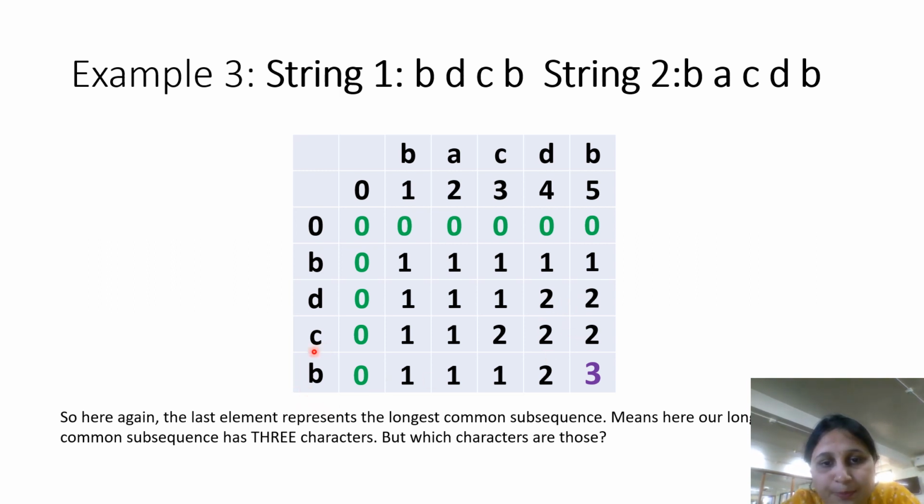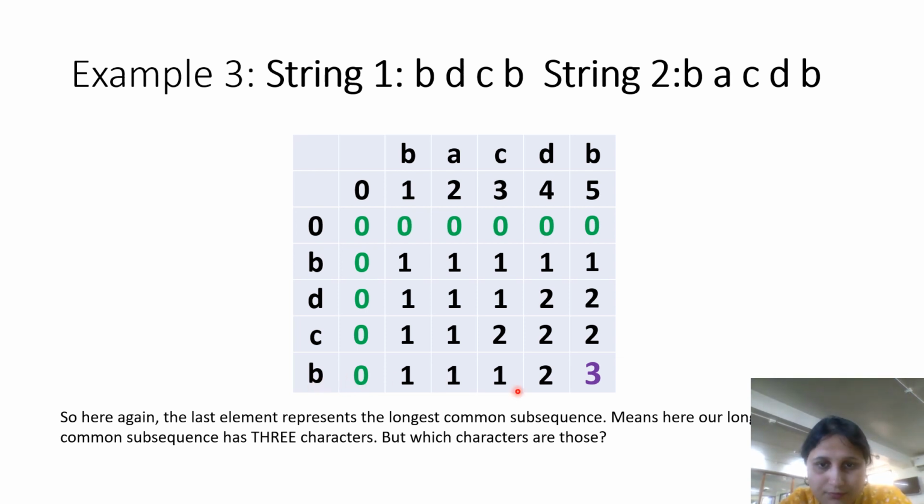Now let's check. B and B is a match. So the diagonal element plus 1 is 1. Okay. Now let's move ahead with A. Is this A matching with B? No. So we'll check the previous row and previous column. So here 1 is bigger. So we have written 1 over here. Okay. Now B with C. Is it matching? No. So previous column and previous row, whichever is bigger, we will write here. So here we have written 1.